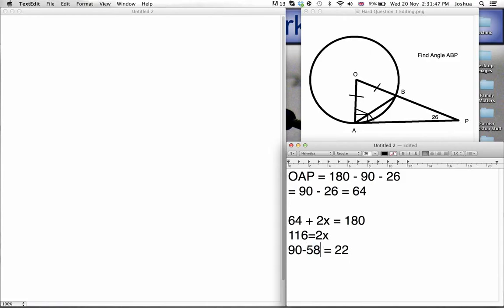How can it be 22? 32, silly me. Very silly of me. That has to be 32, because 32 plus 58. Yep. 90, and I'll just check. Yeah, 90 minus 64.